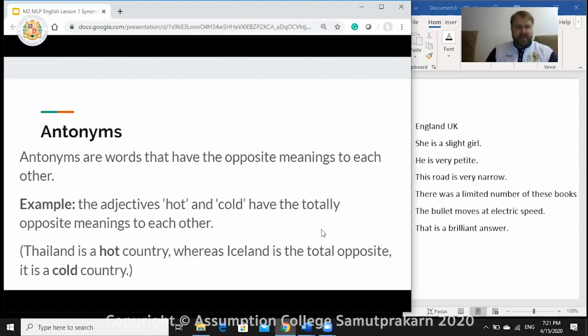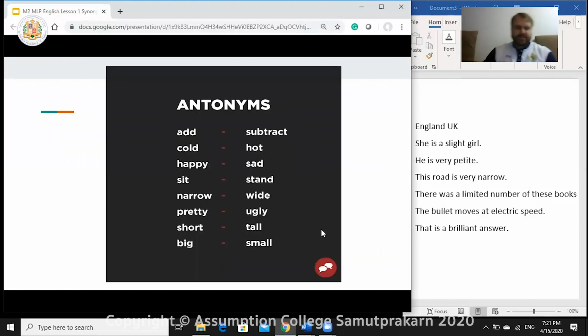Okay. In this example, two countries, Thailand and Iceland. One is very cold, and one is very hot. The weather is the opposite. Okay. So let's look at some more antonyms. We can all think of many antonyms.